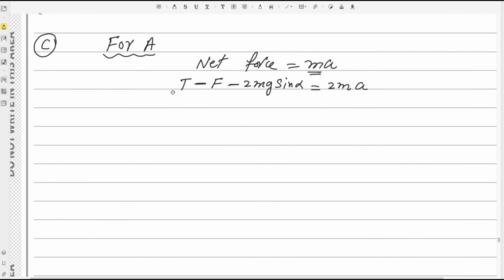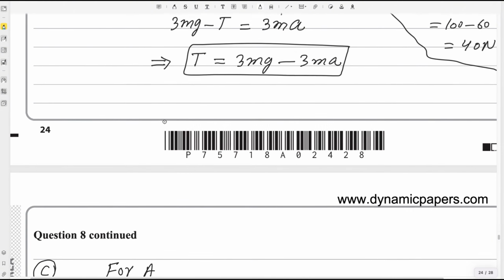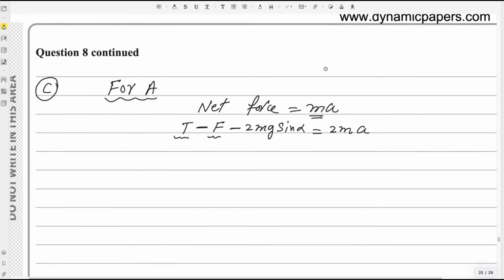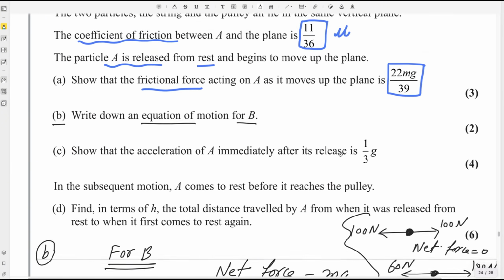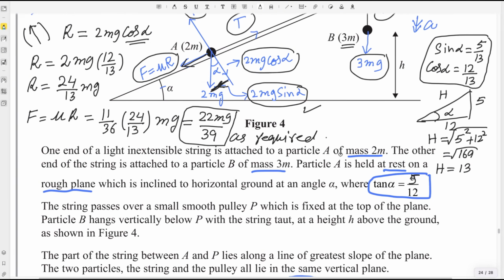Now substituting the value of T and F from previous parts. T we just got in the previous part, that is 3mg minus 3ma, and F we got the answer in the first part, that is equal to 22 over 39 mg minus 2mg sine alpha. Sine alpha, I told you, better you draw the diagram and get the hypotenuse and find the ratios. So here we are using the values of these ratios.